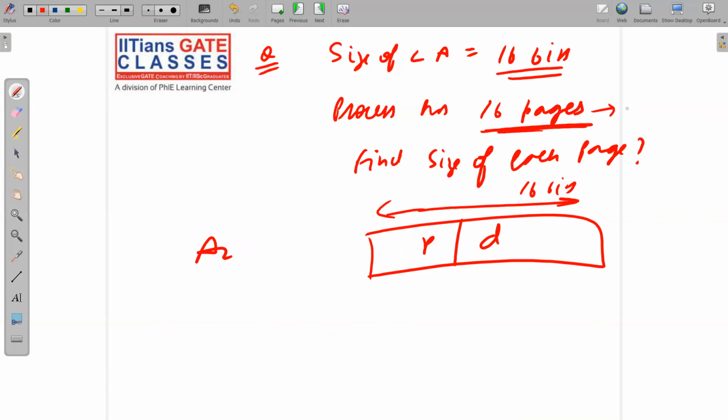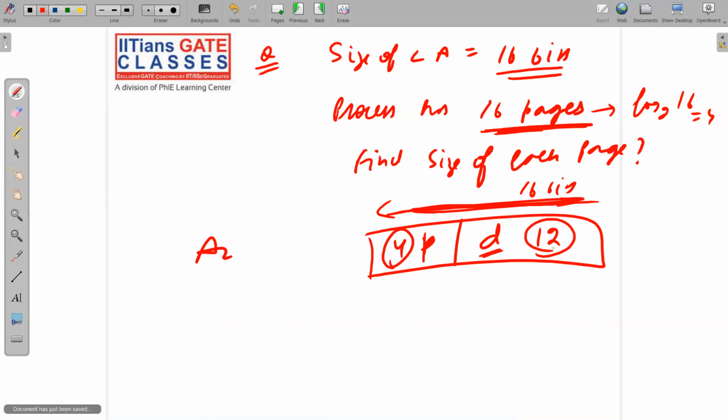16 pages means what? In the logical address, P will be log base 2 of 16, that is 4. So it will be 4 bits. To label each of the 16 pages, only 4 bits will be needed. Now you calculate the D part. 16 minus 4, that is 12. Total is 16, 4 you subtract, so you get 12. So offset is of 12 bits.